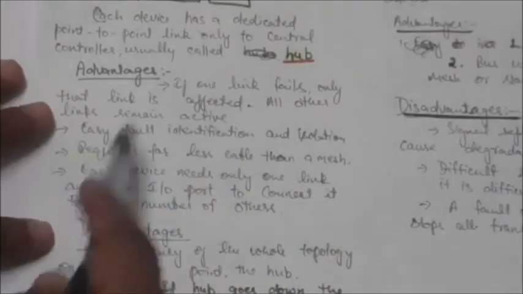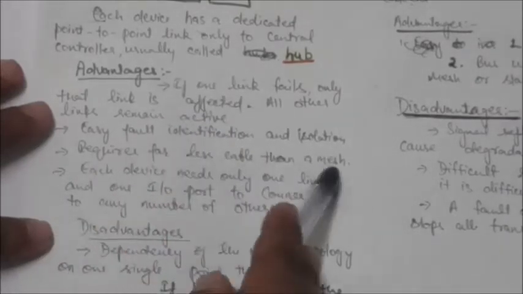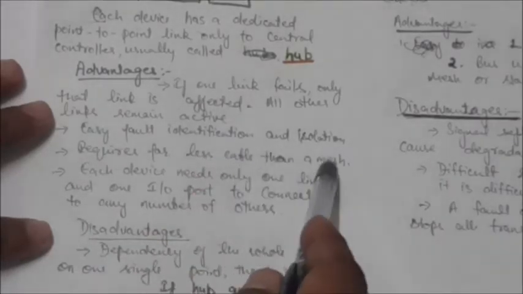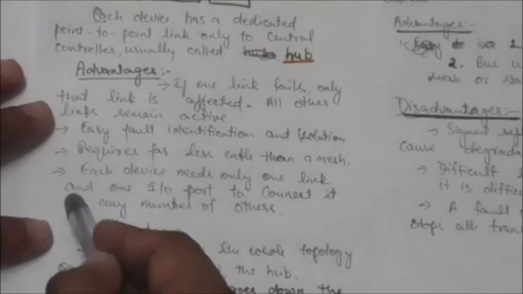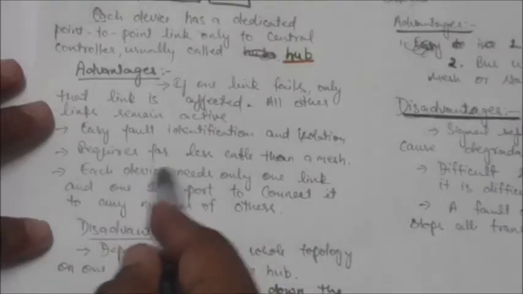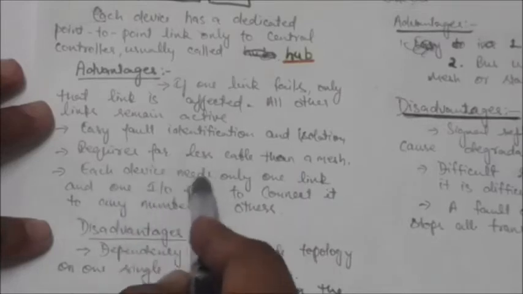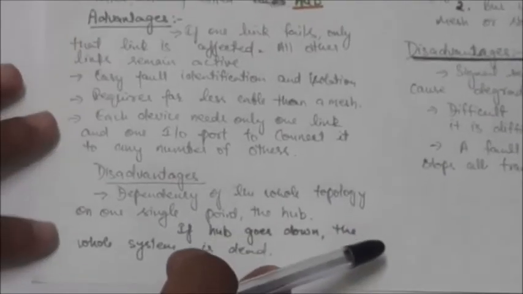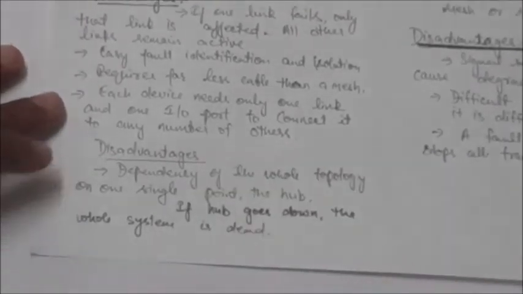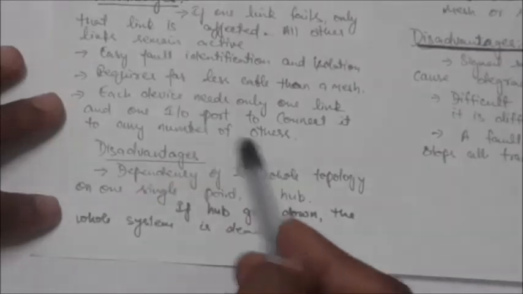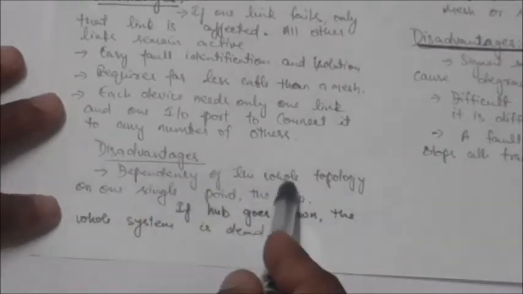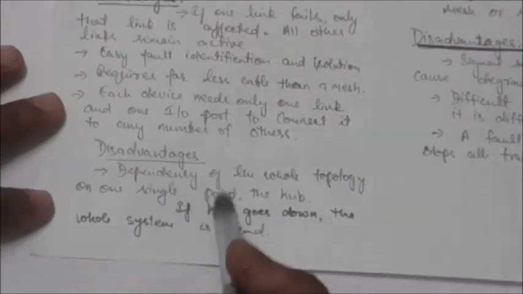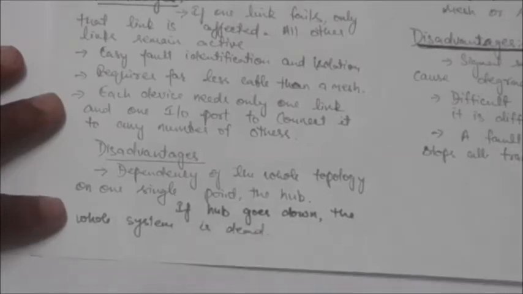So in a star topology, less cable is required in comparison to mesh topology. And another advantage of star topology is that each device needs only one link and one input output port to connect it to any number of others, right? Now what is the disadvantage of star topology? The main disadvantage of a star topology is the dependency of the whole topology on one single point, that is called hub. So if hub goes down, the whole system is dead, right?